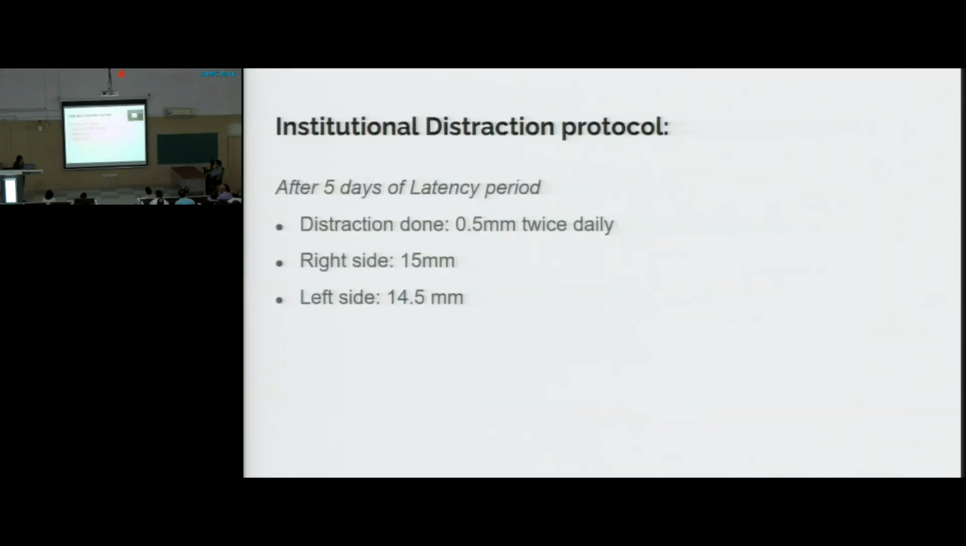And then the distraction protocol which we followed: we started after 5 days of latency period for the patient, and 1 mm of distraction was planned every day, with 0.5 mm twice daily, morning and evening, at an interval of about 12 hours exactly. And on the right side we could achieve a distraction of 15 millimeter, and on the left side it is 14.5 millimeter.